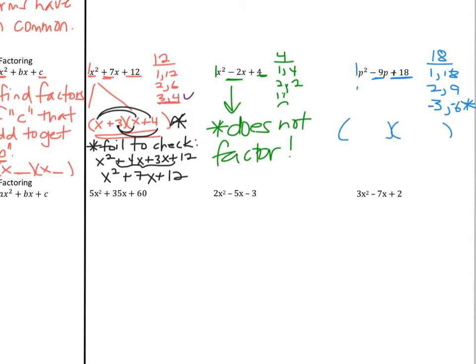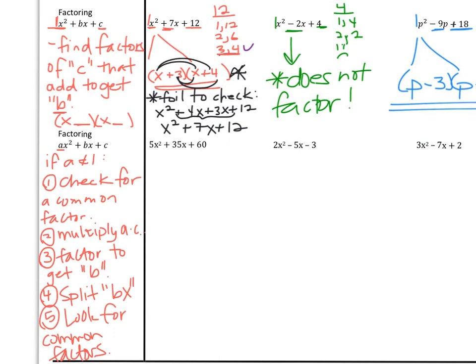And now instead of x squared, we have to break apart the p squared. So it'll just be p times p. Since we have negative 3 and negative 6, it'll be p minus 3 and p minus 6. And you can actually write those in either order. That part doesn't matter. It's interchangeable.